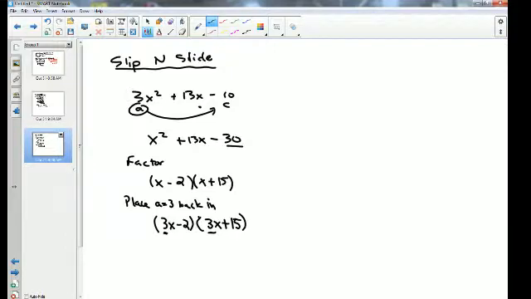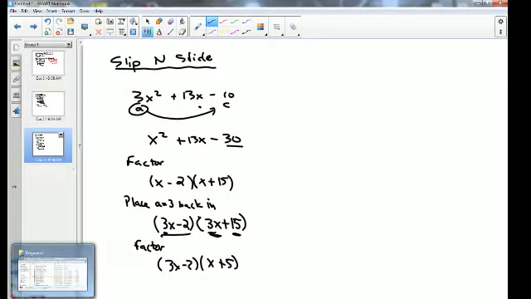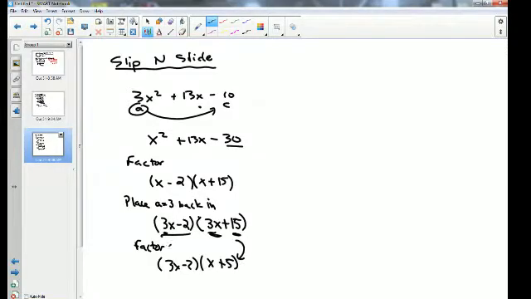Now, can I factor it out of either of those? Yeah, right here, right? 3 goes into both of them. It goes into 15. We're going to leave this the same, 3x minus 2, and we're going to take that out of here. So x plus 5. All right, so we just factored out 3. And that's your answer. Okay.